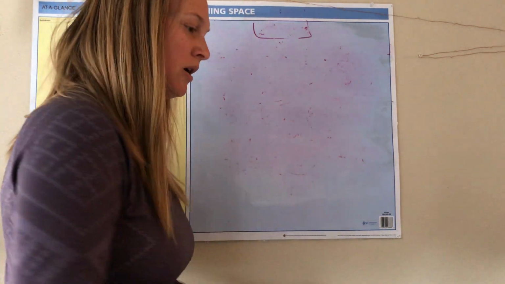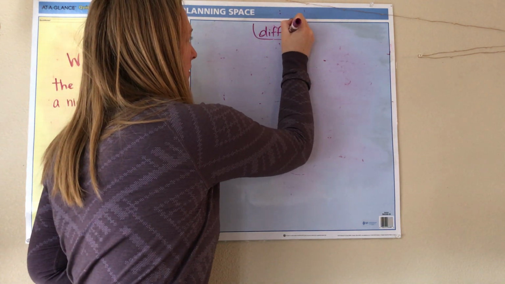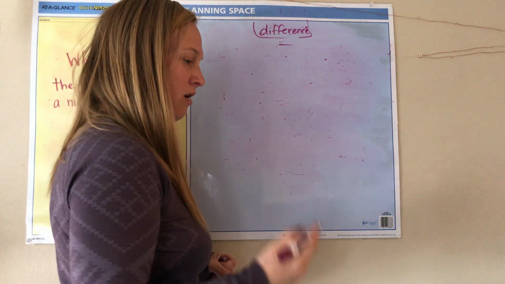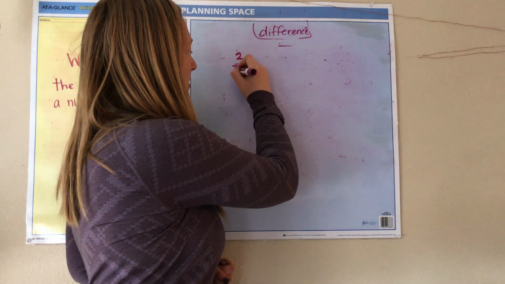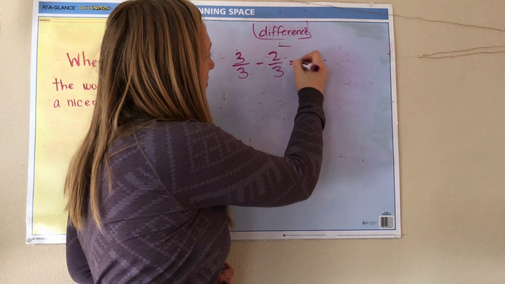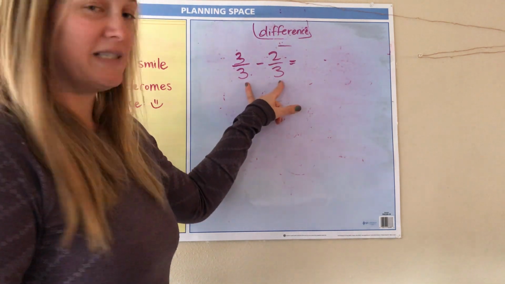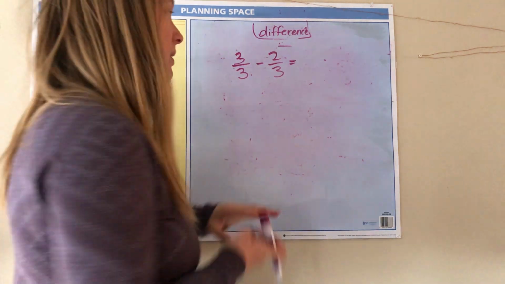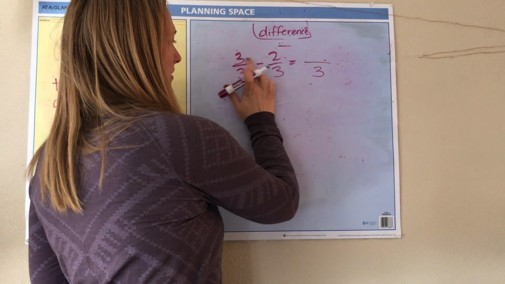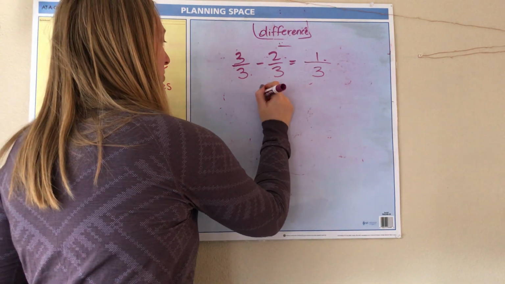Okay, so we have difference. That is our keyword. Difference means to subtract. We are finding the answer to a subtraction problem. 3/3 minus 2/3. What does it equal? Can we subtract as is? We can. Our denominators are the same. So I'm going to keep the denominator the same and subtract in my numerator. 3 minus 2 equals 1. 1/3. Okay, can I simplify?